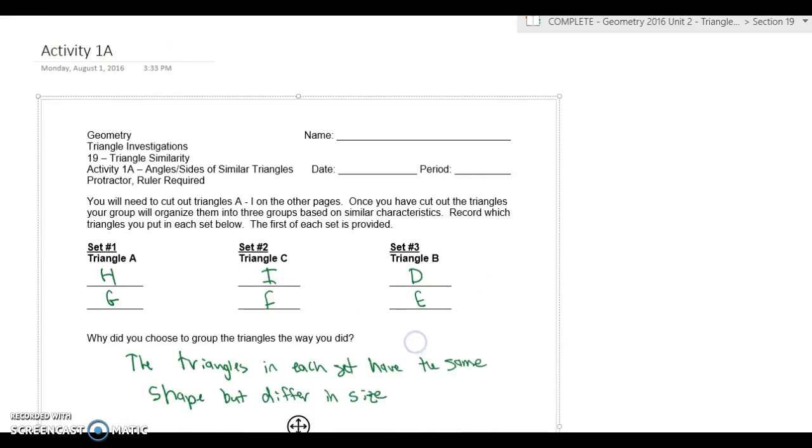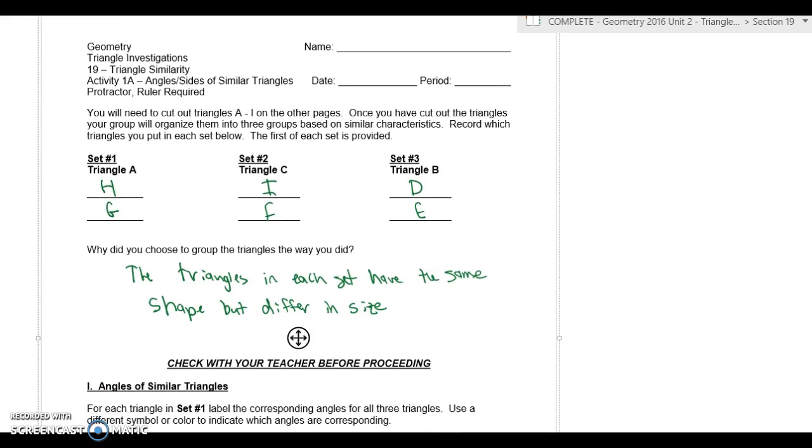In activity 1A, we were given triangle cutouts. So we had these triangles that we had cut out and then matched them up. We were asked to sort them based on a characteristic, trying to see which ones were similar. So the correct sorting was triangle A, H, and G. And what ends up happening is those triangles were the same shape, but different sizes. So we call those similar. Same thing with triangle C, triangle I, triangle F, and triangle B, D, and E. Those triangles, again, were the same shape, but a different size.